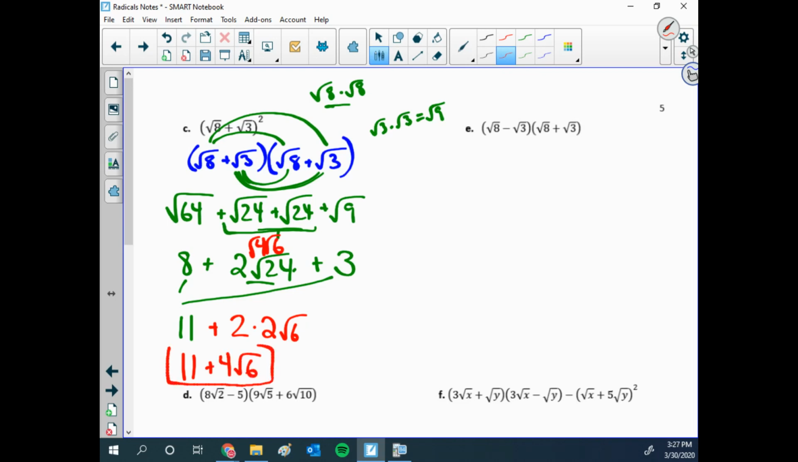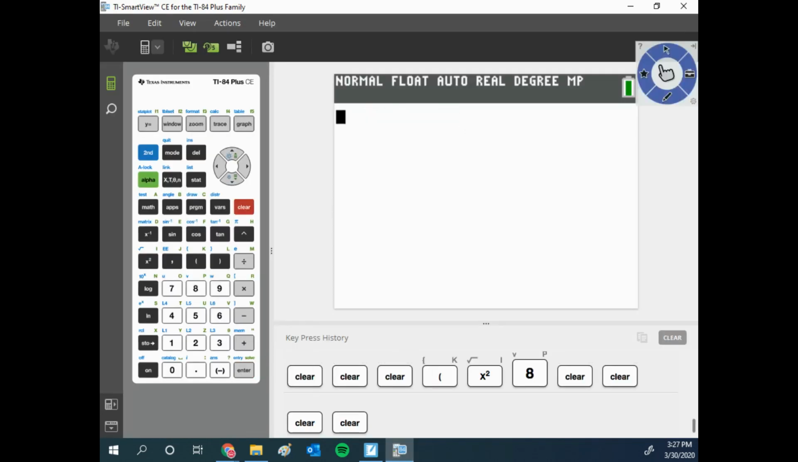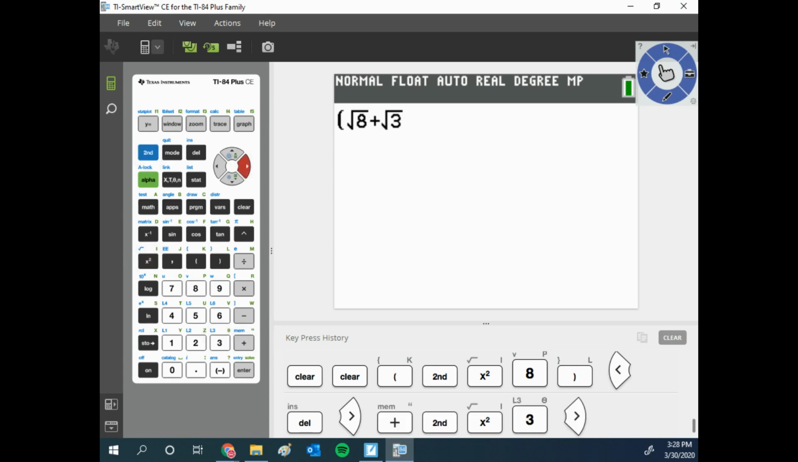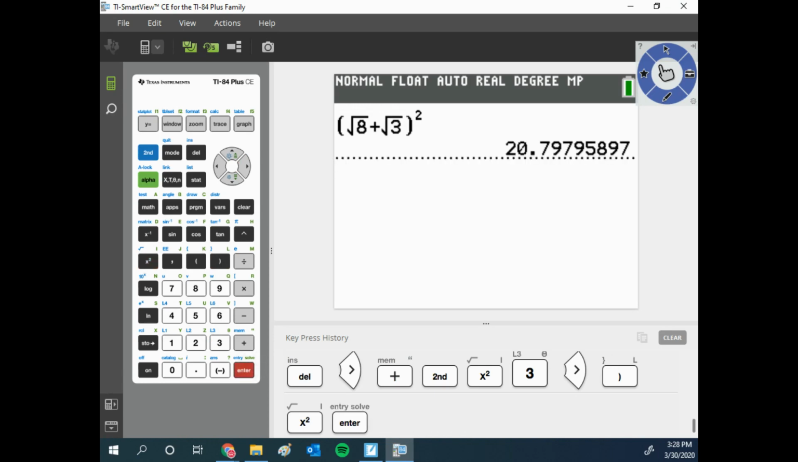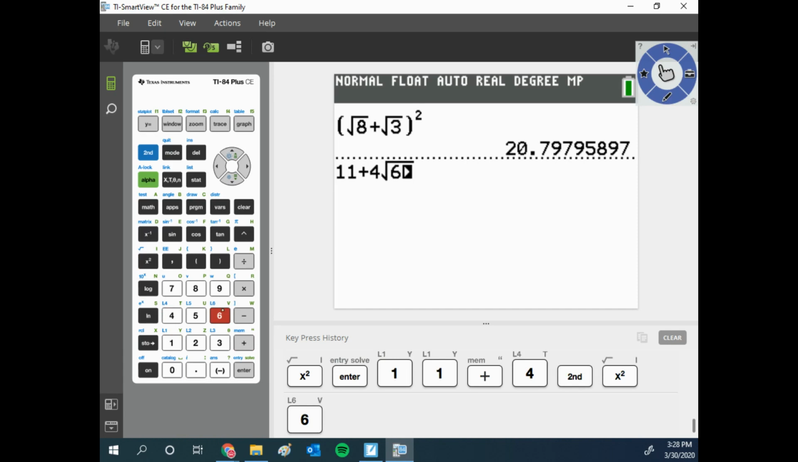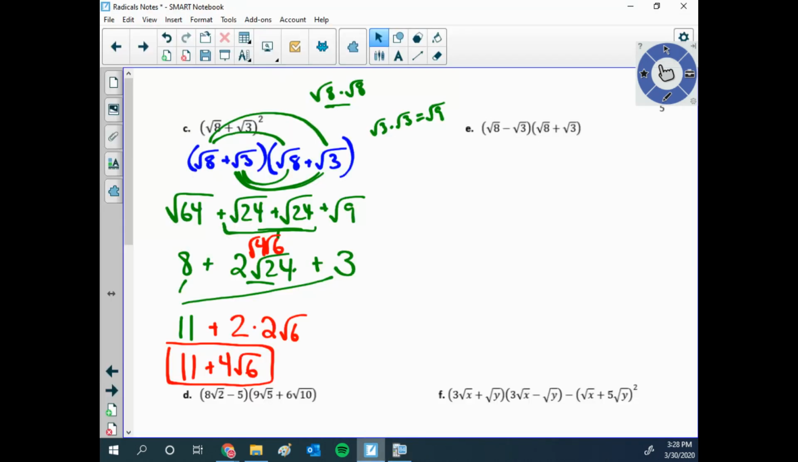I can actually verify that, and I will, just to show that we did that correctly. Verify that on my calculator just to show that we multiplied it right. So the square root of 8 plus the square root of 3, all to the power of 2, gives me that as a decimal. And my answer here is, what is it? 11 plus 4 times the square root of 6. And so those are identical irrational numbers. So I know that I multiplied out correctly. Okay.